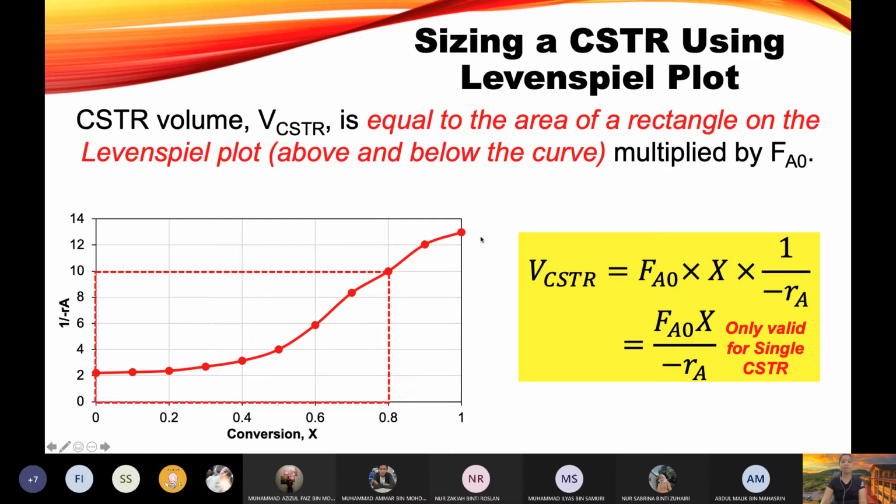So when I plot the graph, you realize that the volume of the CSTR is actually equal to the area of the rectangle of this Levenspiel plot, or in simpler words, the area above and below the curve of the Levenspiel plot. So if you don't understand, imagine this red rectangle, and say the conversion is 0.8. We want to calculate the volume of the CSTR. I say the CSTR volume is equal to the area of this red box.